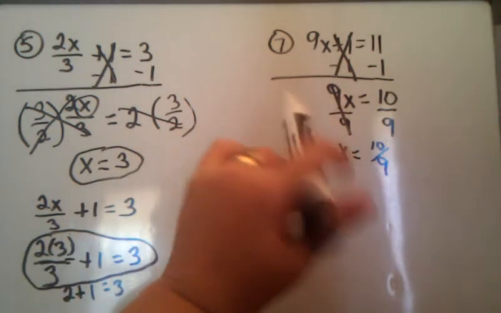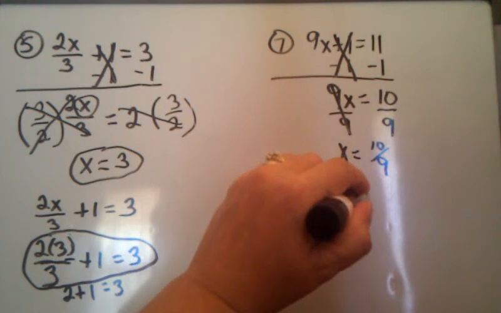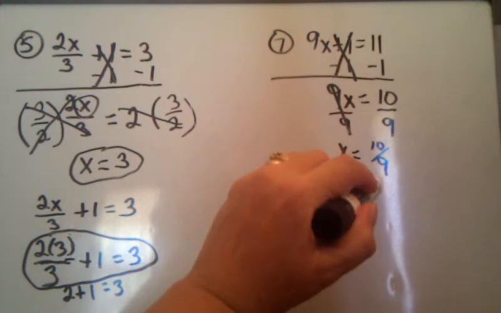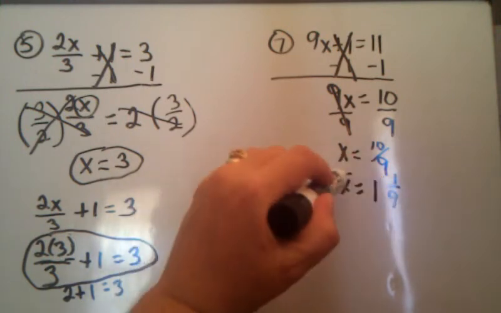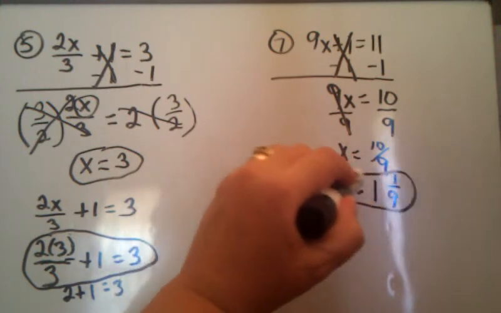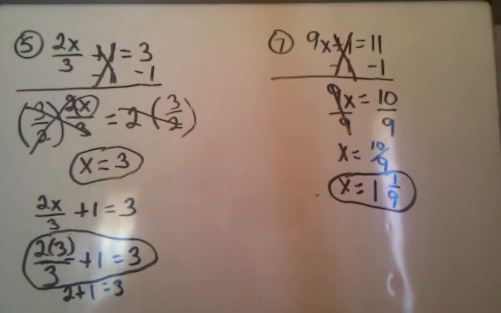Okay. So x equals 10 divided by 9. 9 goes into 10 once. There's a remainder of 1, and I leave my denominator the same. So you should have come up with x equals 1 and 1/9.